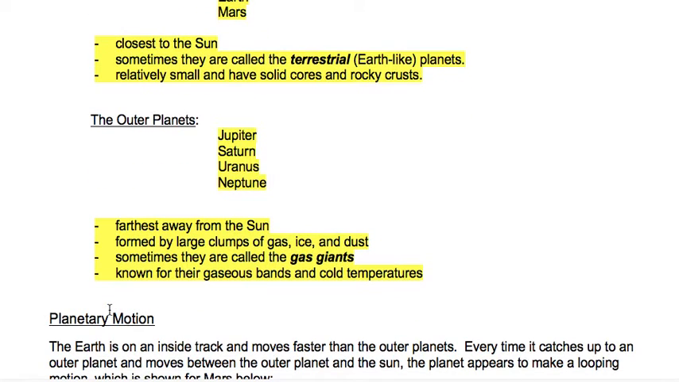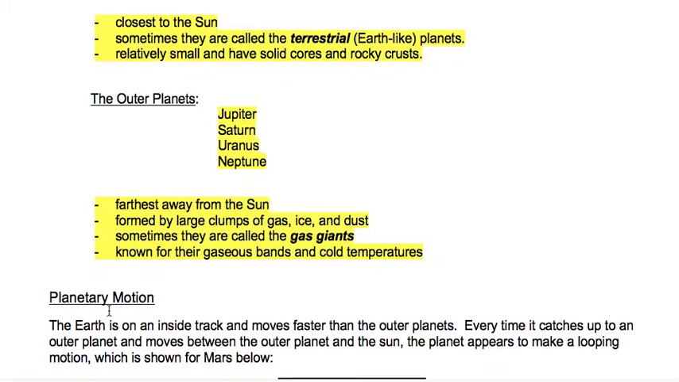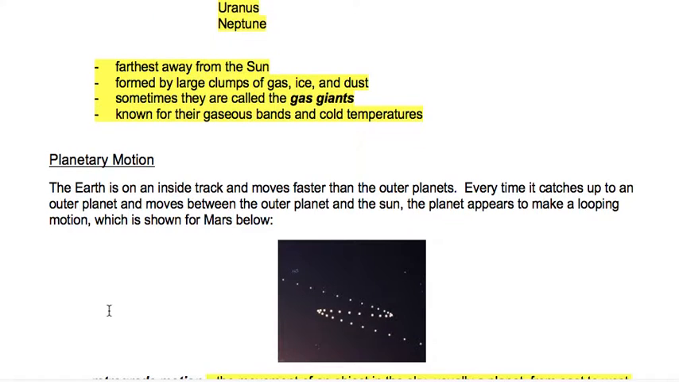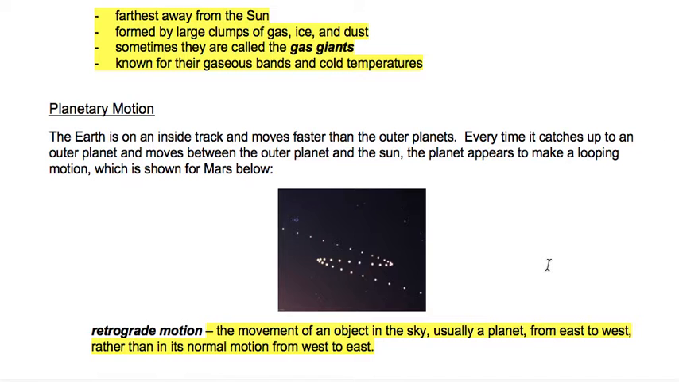So how do planets move? The Earth is on an inside track and moves faster than the outer planets. Every time it catches up to an outer planet and moves between the outer planet and the sun, the planet appears to be making a looping motion, which is shown in this diagram here. This is like an illusion. It's called retrograde motion. So it's the movement of an object in the sky, usually a planet, from east to west rather than its normal motion from west to east.